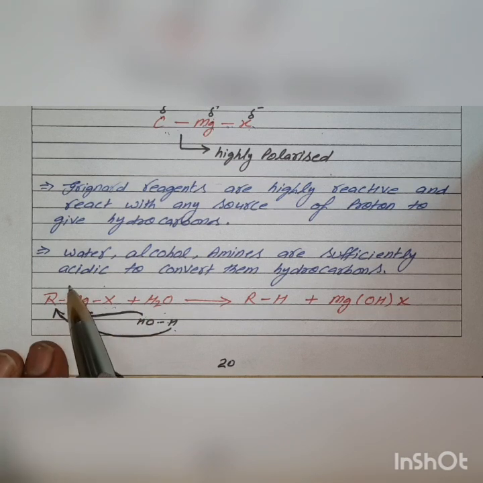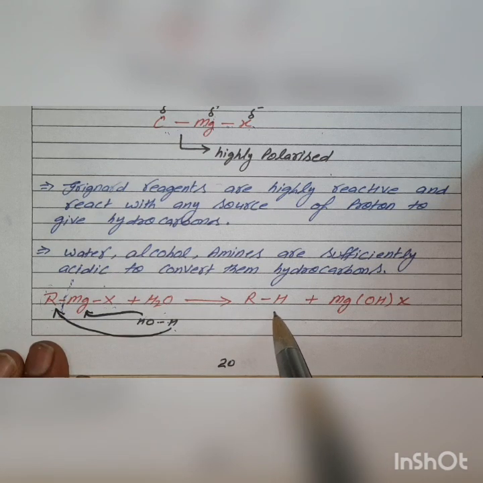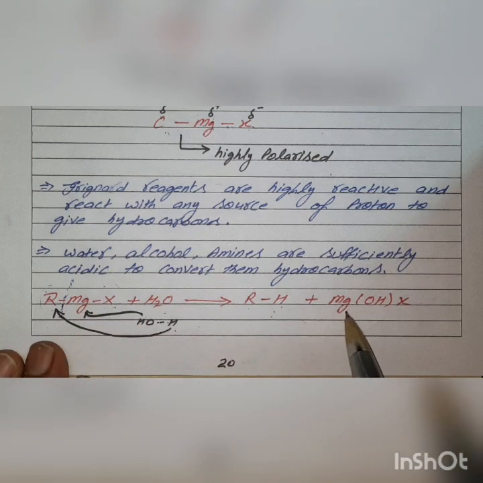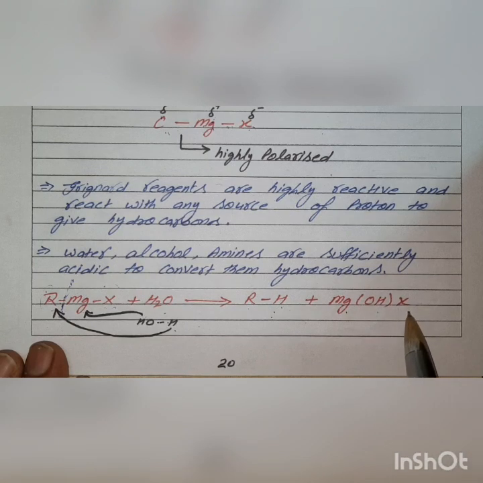So this bond is also broken, and it forms a hydrocarbon. RH means alkane, and the other compound is MgOH.